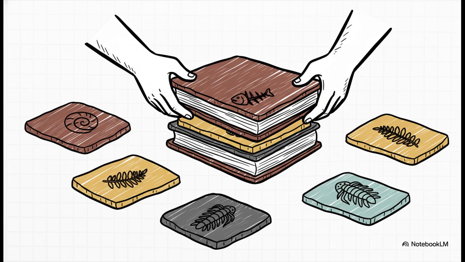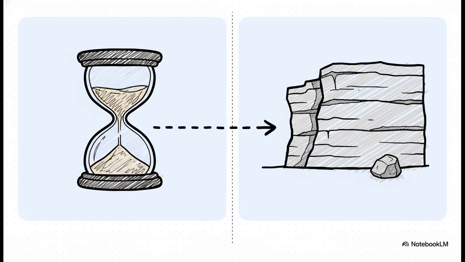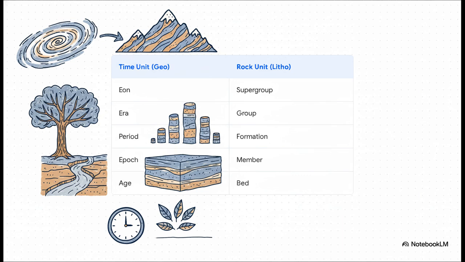Okay, so with the rules down, it was time to organize this massive story into chapters. And that means knowing the difference between abstract time and the actual rock layers that mark it. And look how neatly they match up. An eon of time corresponds to a supergroup of rock.